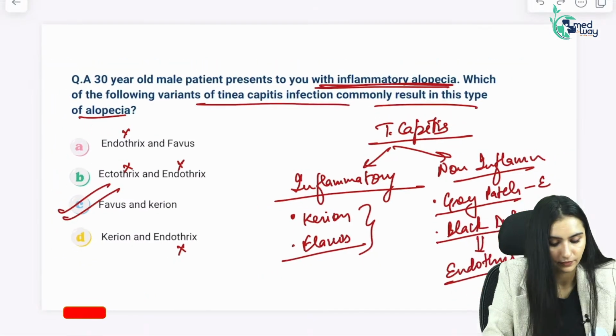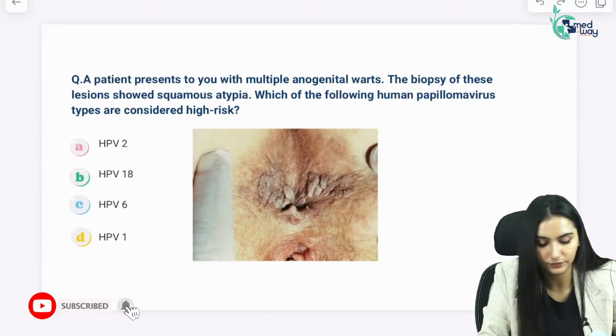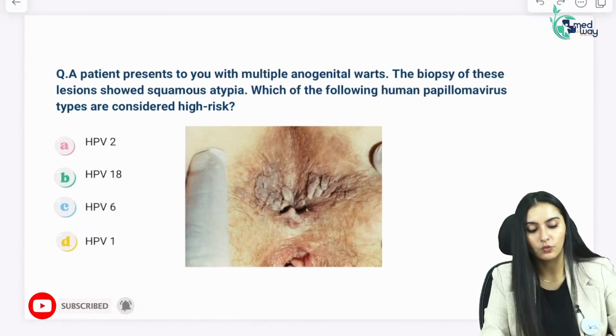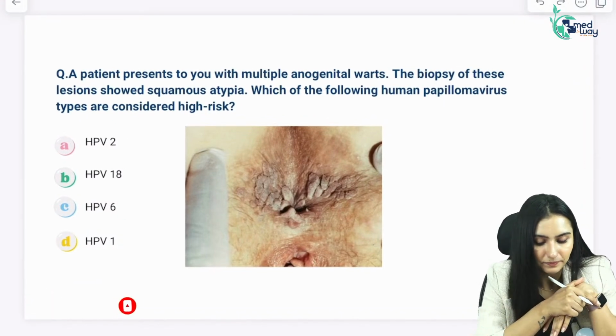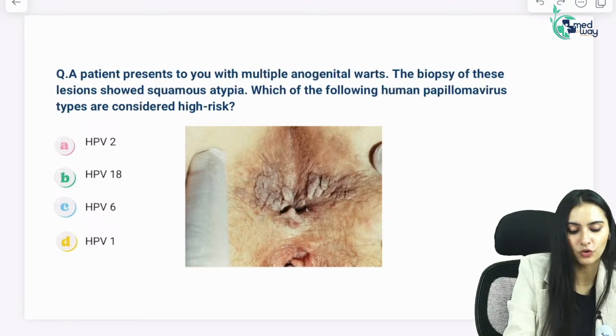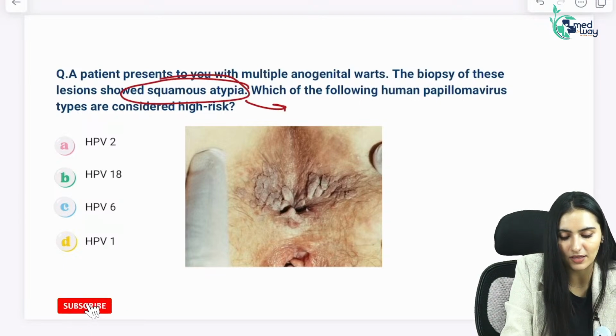Alright. Next question. A patient presents to you with multiple anogenital warts. The biopsy of these lesions show squamous atypia. Okay, matlab we are going towards cancer now.